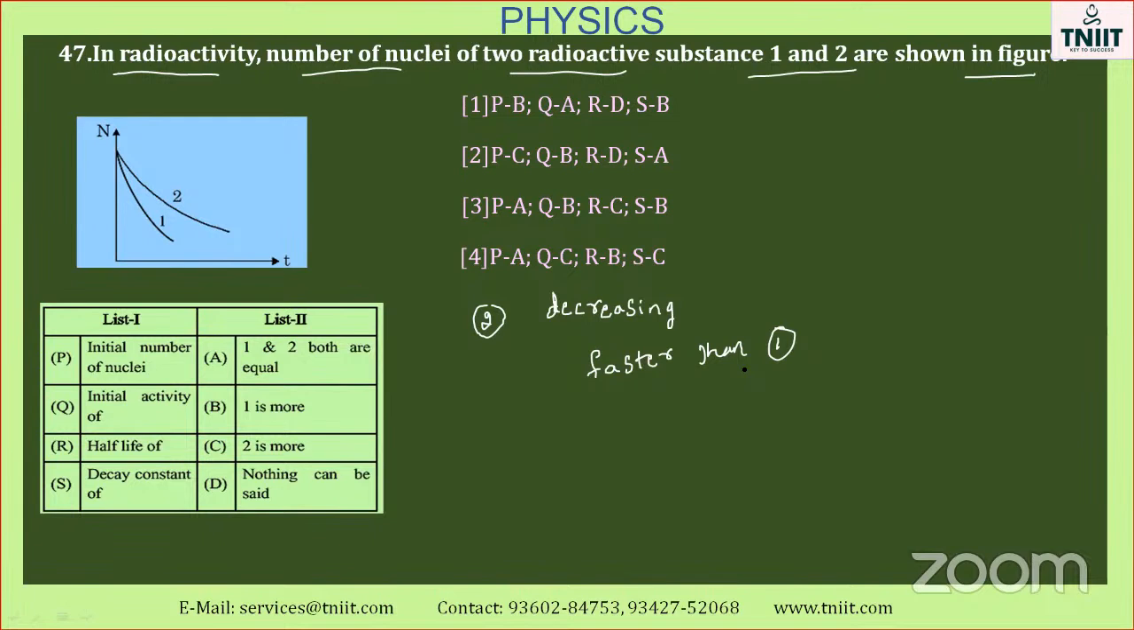So how to tell the options here? Initial number of nuclei is here, right? Usually N0 represents the initial number of nuclei. N0 represents what? Initial number of nuclei.